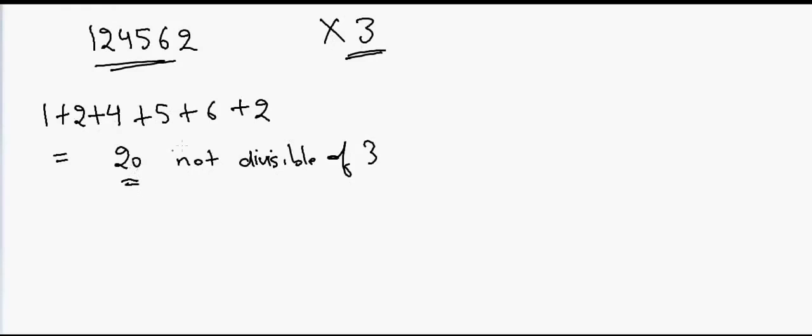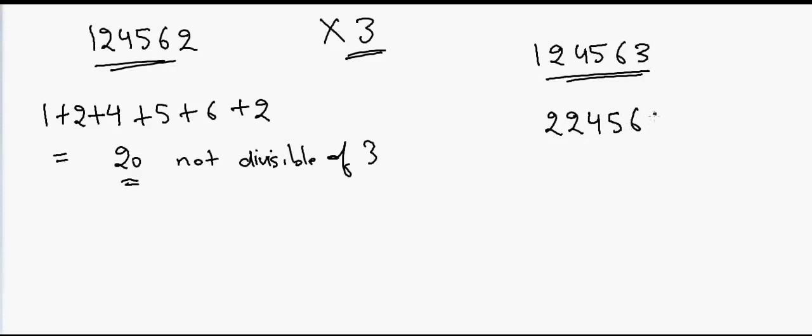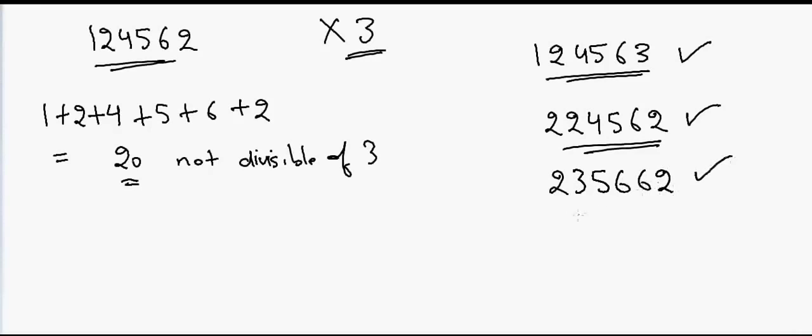What would have happened is that instead of 2, if you make it 3, so 1 2 4 5 6, and we write 3 in the end, then in that case this sum will become 21. So that number should be divisible by 3. Or we can increase any other number. We can say 2 2 4 5 6 2. That should also be divisible by 3. Or we can increase 1 in each of these and say 3 5 6 6 2. So this should also be divisible by 3.